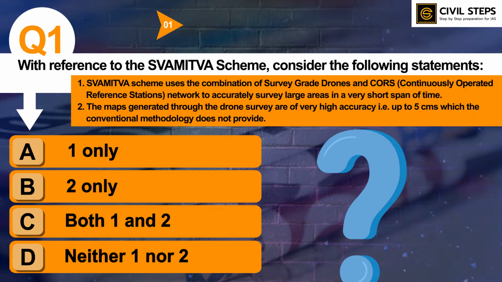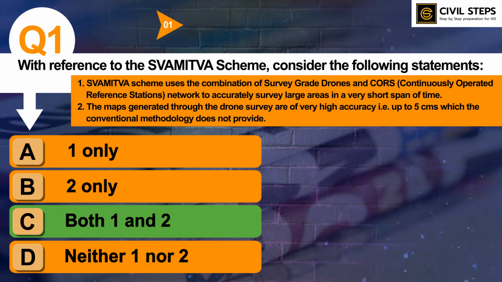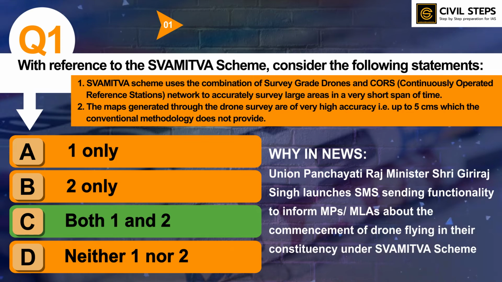So, you can pause this video and write down your answer in the comment section below. I hope you have written the answer. So the answer of this question is option C, both 1 and 2. Both these statements are correct. This was in news because Union Panchayati Raj Minister Shri Giriraj Singh launched SMS sending functionality to inform MPs or MLAs about the commencement of drone flying in their constituency under the Swamitva scheme. You can read more about Swamitva scheme from standard sources like standard newspapers, and you can Google also. So this was all about the first question.